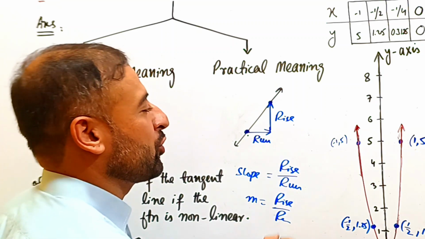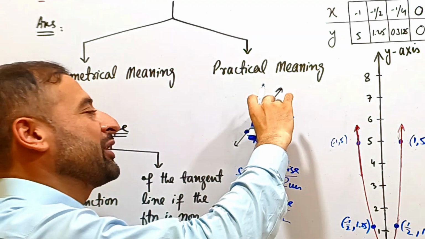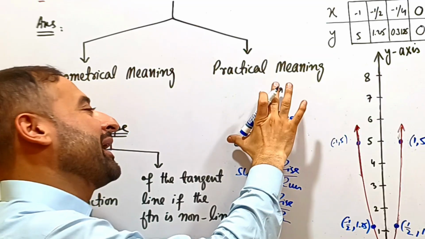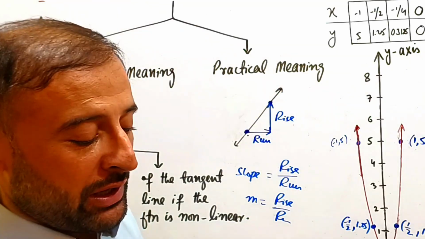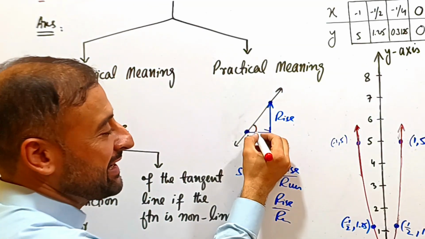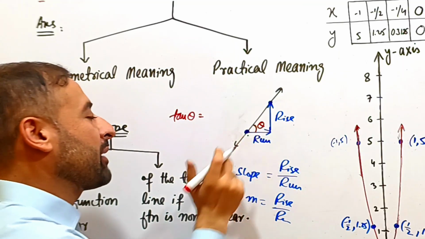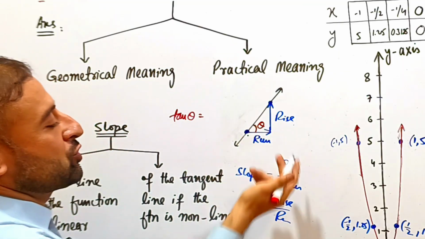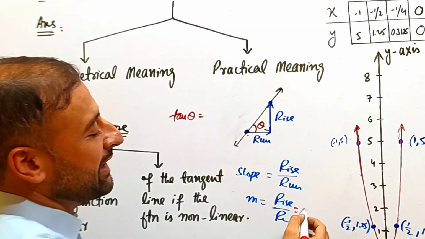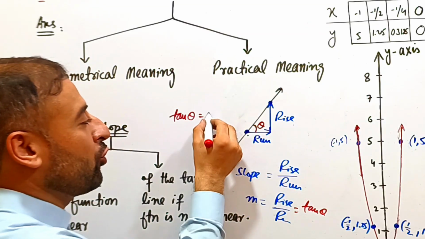Hopefully it is clear to you. For example, this is 3 units, this is 2 units. Its slope will be 3 by 2. And if you say that this angle is theta, so tangent theta is also equal to perpendicular upon base, rise by run. So this is equal to tangent theta as well. Hence tangent theta and slope are the same thing.